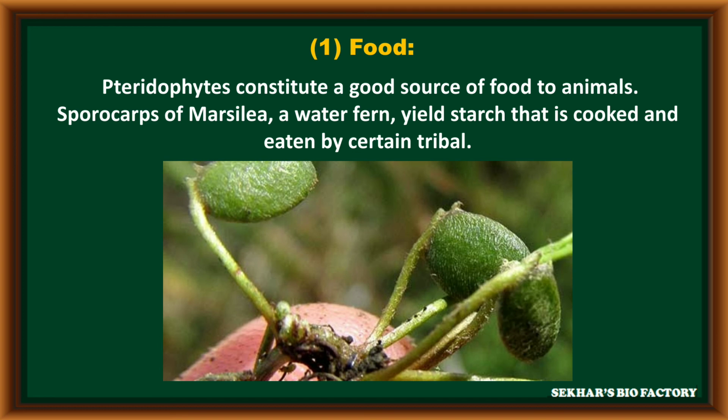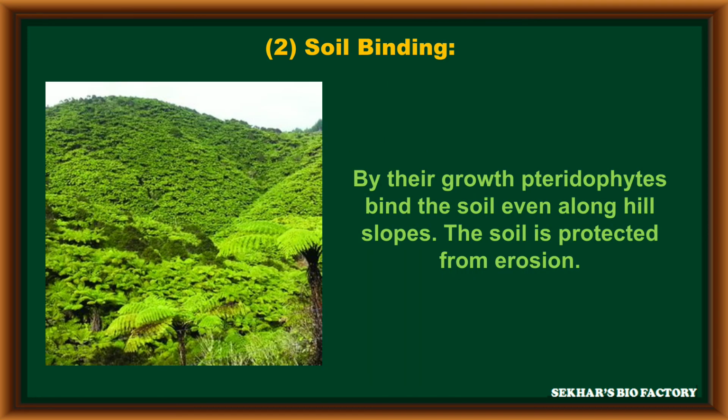Pteridophytes constitute a good source of food for animals, especially the sporocarps of Marsilea, a water fern. It yields starch that is cooked and eaten by certain tribal peoples. Soil binding. By their growth, pteridophytes bind the soil even on long hill slopes. It can be useful to prevent soil erosion.